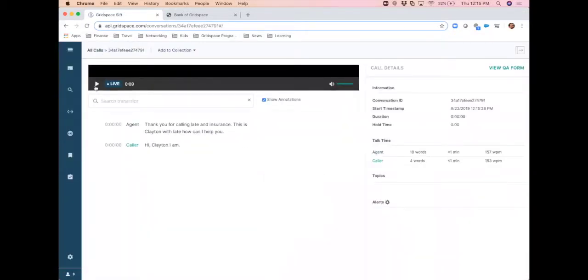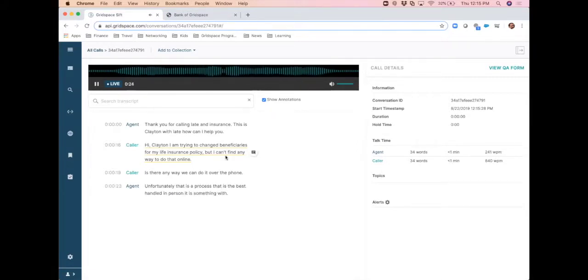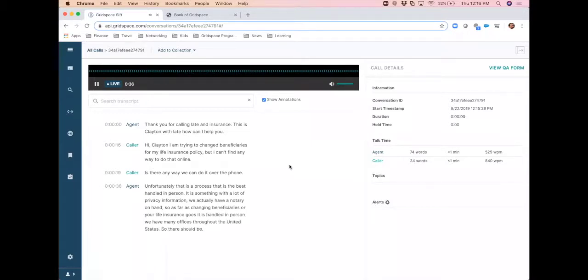see the live transcription. It's for my life insurance policy, but I can't find any way to do that online. Is there any way we can do it over the phone? Yeah, unfortunately, that is a process that is best handled in person. It is something with a lot of privacy information. We actually have a notary on hand. So as far as changing beneficiaries or your life insurance goes, it is handled in person. We have many offices throughout the United States, so there should be one nearest you. Okay, thank you.